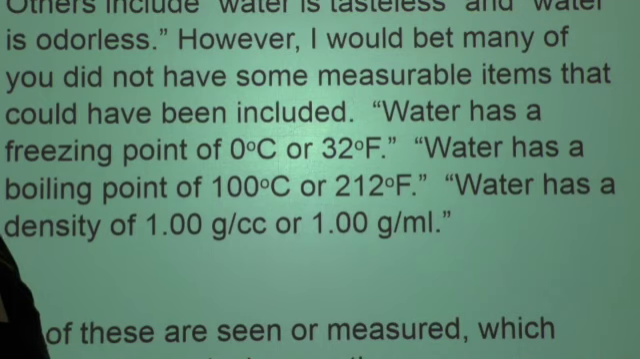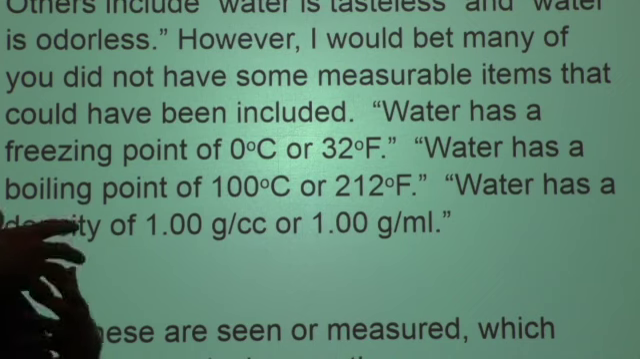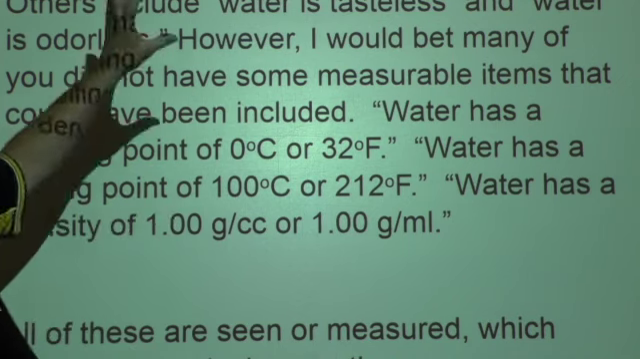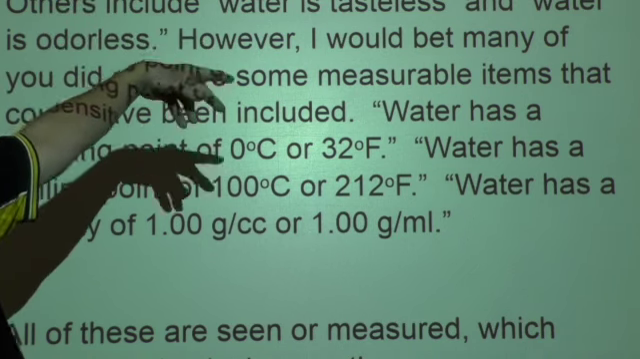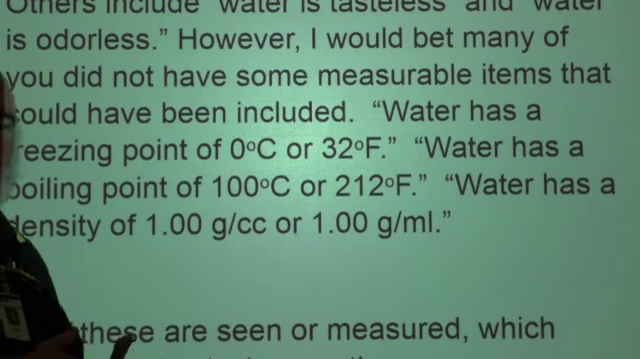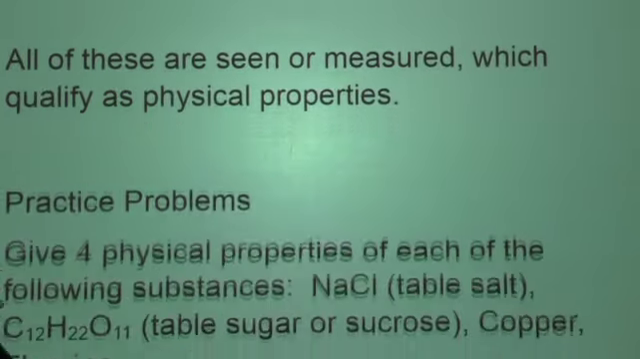But every substance has its own set of unique characteristic physical properties that distinguish it from everything else. And these are very important aspects as well as what we can see. So if you can define it as often as you can, in many ways that you can, that is going to be a much preferable way of describing this. So all of these are seen and measured, which qualify as physical properties.